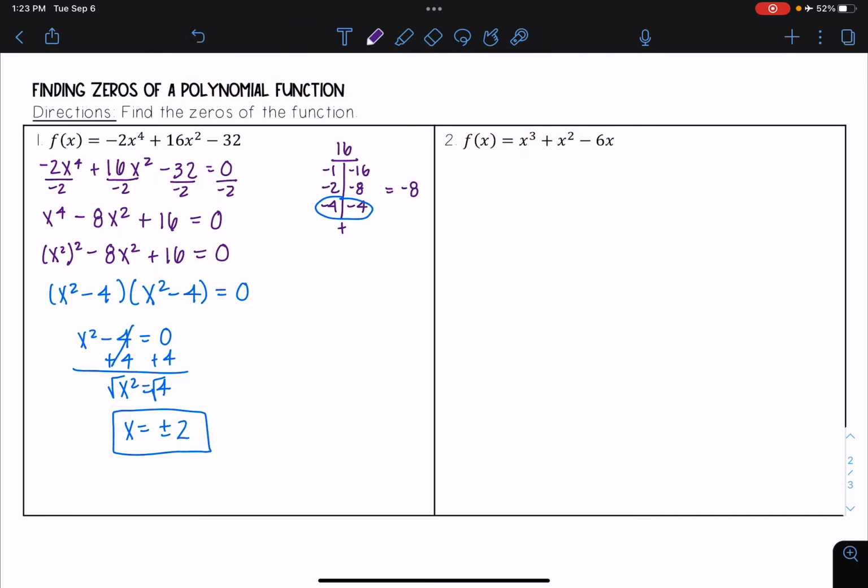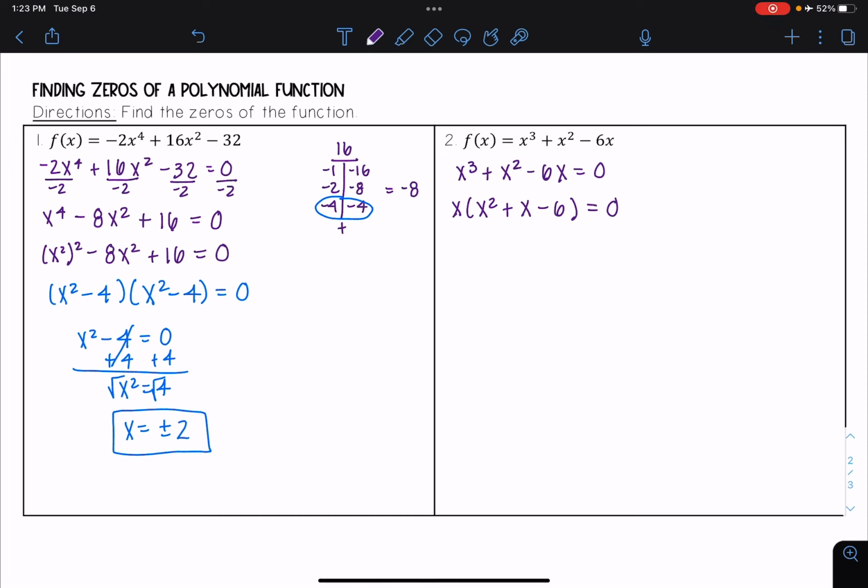Okay, let's look at one more. So I have f of x is equal to x cubed plus x squared minus 6x, and I want to find the zeros of the function. So that means I'm setting this equal to 0, so I have x cubed plus x squared minus 6x is equal to 0. Looking at this, I see each term shares an x, so I'm going to factor that out to get x squared plus x minus 6 is equal to 0.